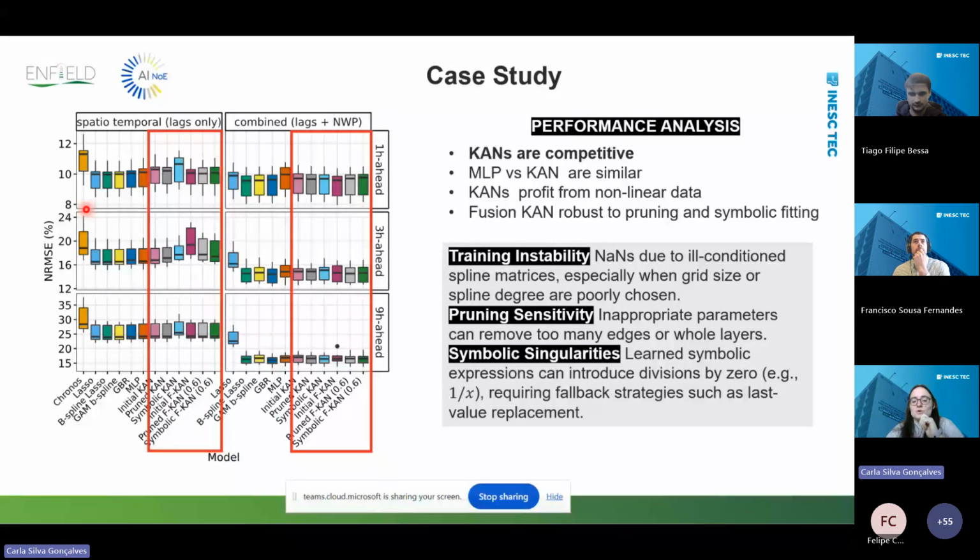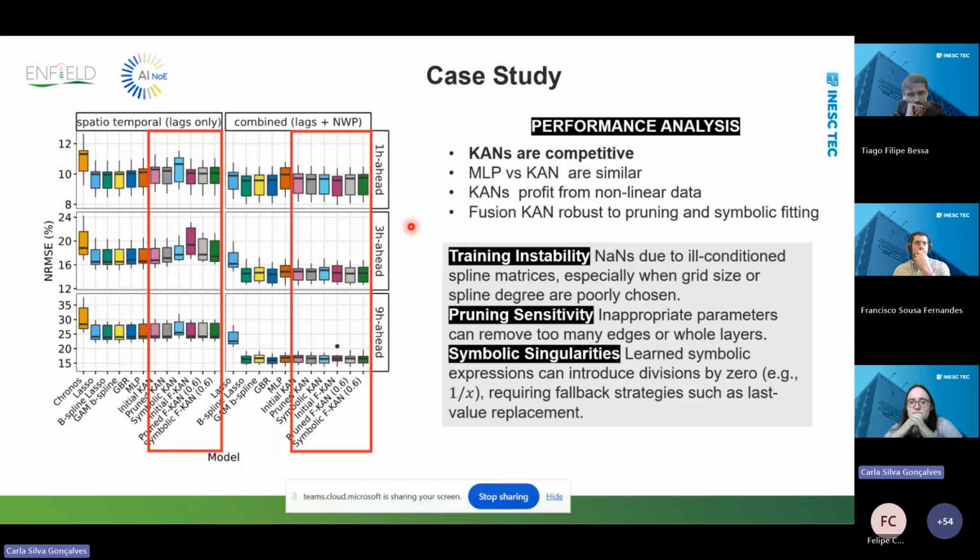First line is when we do 1 hour ahead. Second is 3 hours ahead. And the last one is 9 hours ahead. And then we also benchmarked against some known models like linear lasso regression, B-spline lasso, gradient boosting regression, multi-layer perceptron also, and then we have all the CAN variations. So initial CAN, pruned, symbolic CAN, and the same for the fusion CAN.